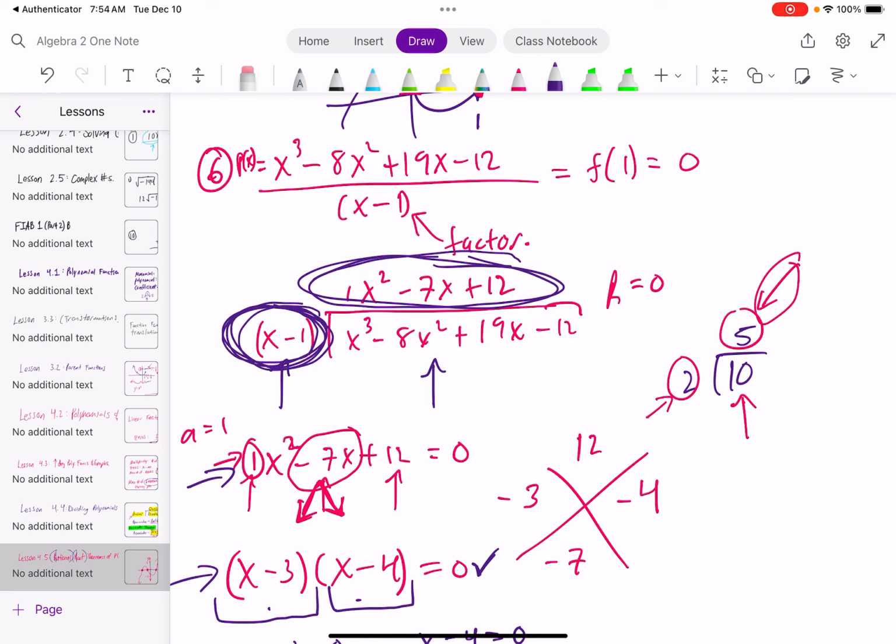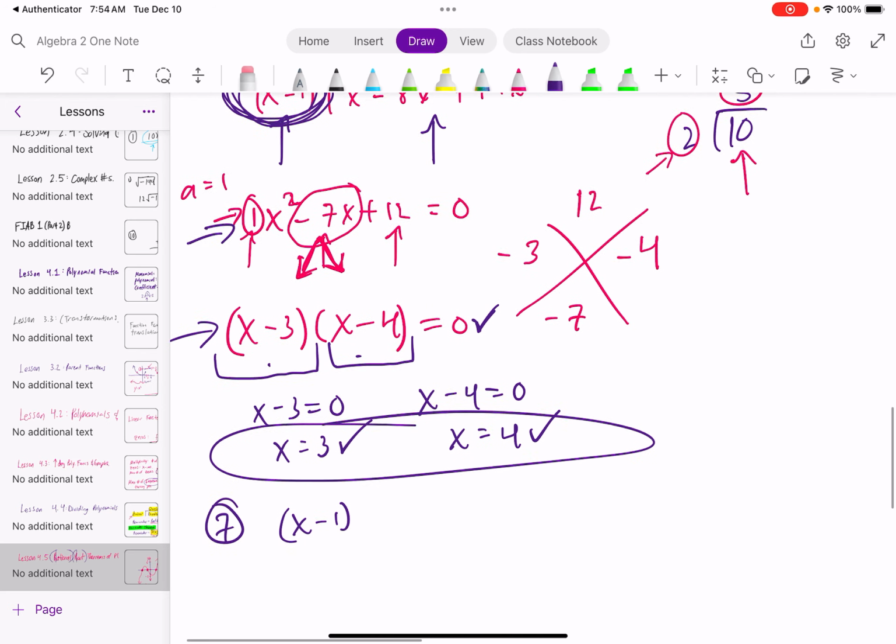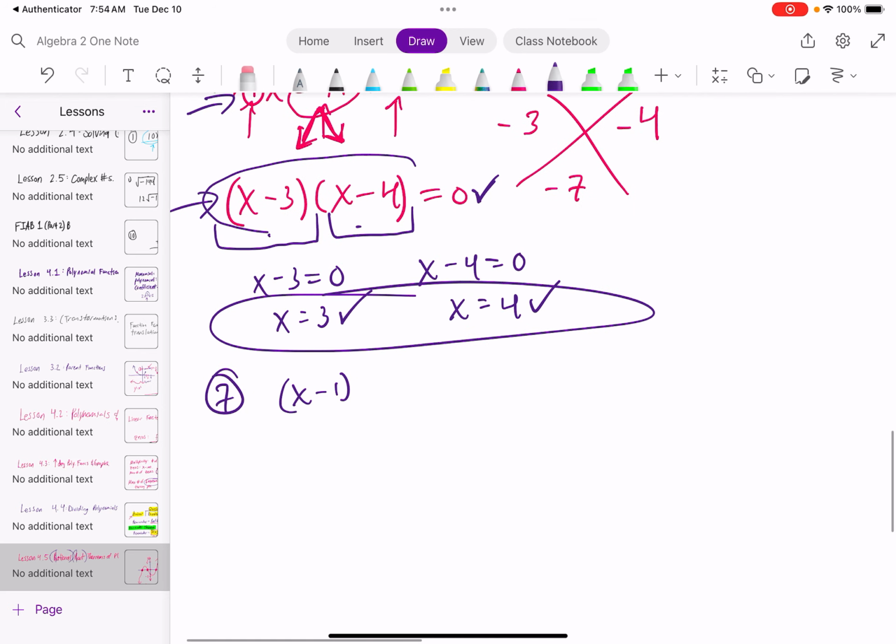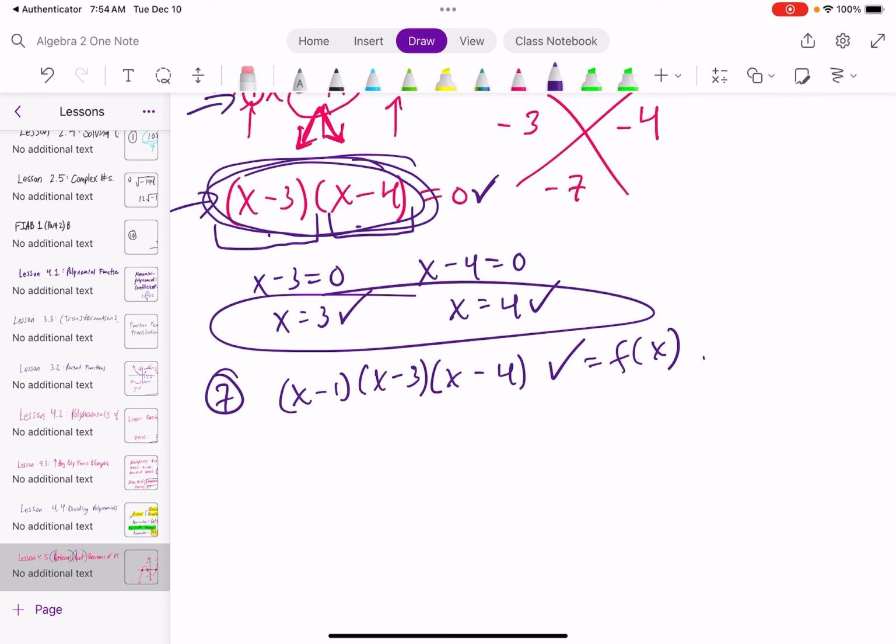And what were the factors for these? What was the zeros? Well, these were these two factors. So x minus 3, x minus 4, and we're done. That is your whole function factored out.